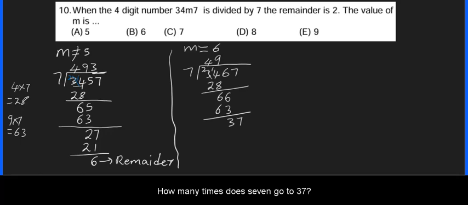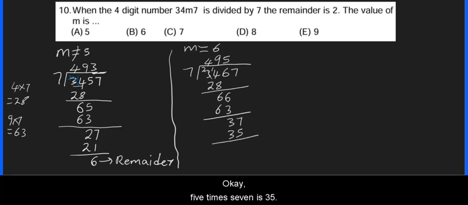How many times does 7 go to 37? It goes 5 times. 5 times 7 is 35. Now 7 minus 5, it is 2. 3 minus 3 is 0. This is the remainder.